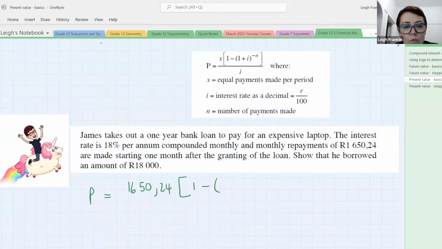1 minus 1 plus our interest rate, in this case, is 18% per annum compounded monthly. It's a horrible interest rate for poor James, but anyway, how many payments of 1650.24 did he make? Well, he took the loan out over 1 year. And he started paying 1 month after the granting of the loan, so he would have made 12 payments, okay, of that amount of money.